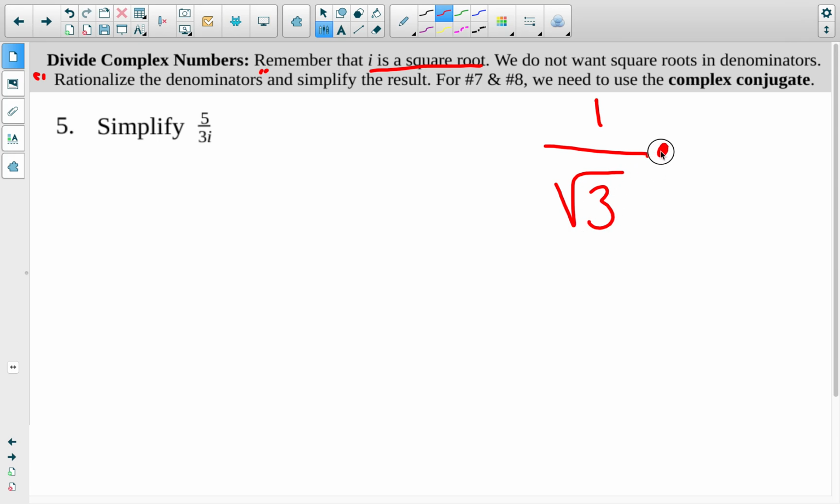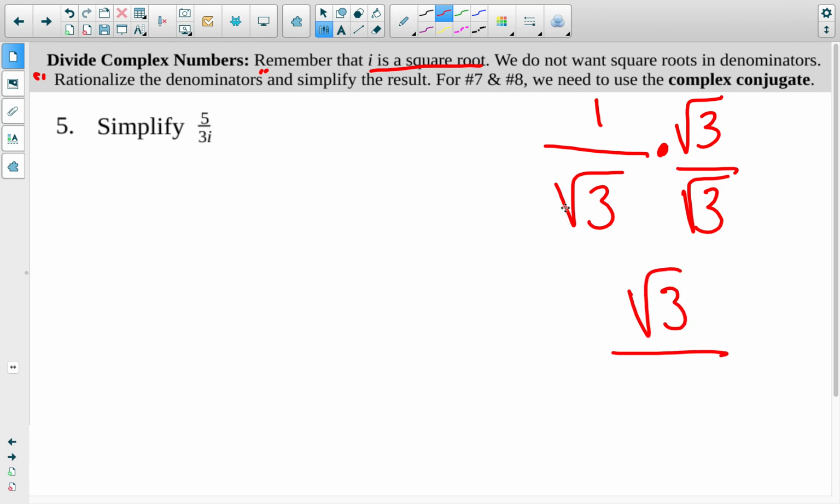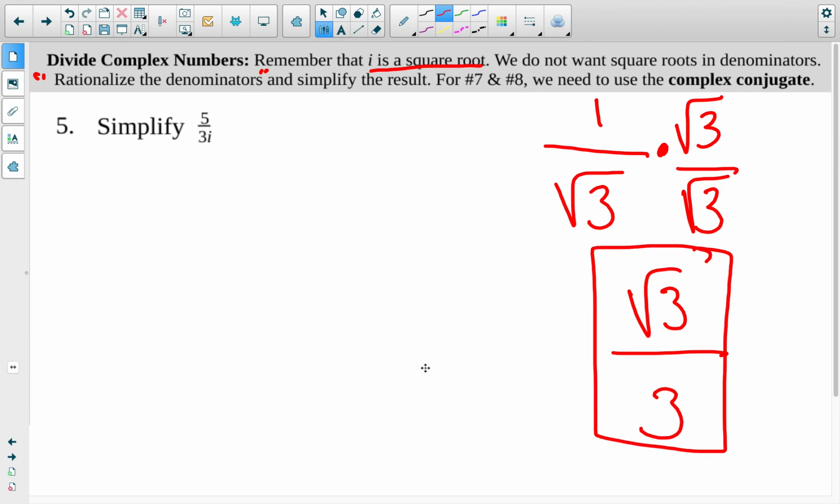It makes them uncomfortable. So what we have to do is multiply by the square root of 3 over itself, because this is really just multiplying by 1, right? We're not changing the value of our original expression. We're just rewriting it. So then we end up with 1 times square root of 3 on the top, and then square root of 3 times itself will give us a rational number in the bottom that doesn't have a radical, right?